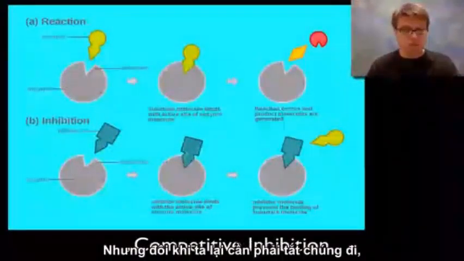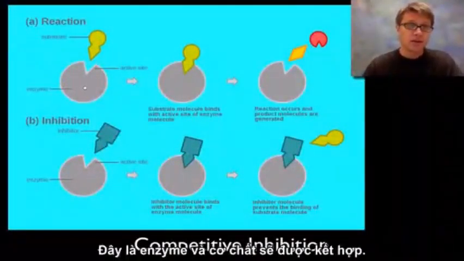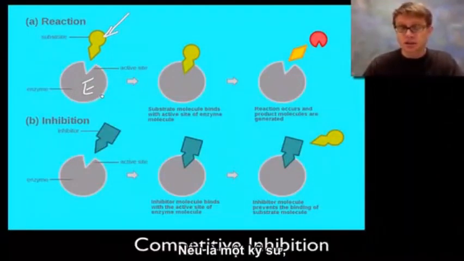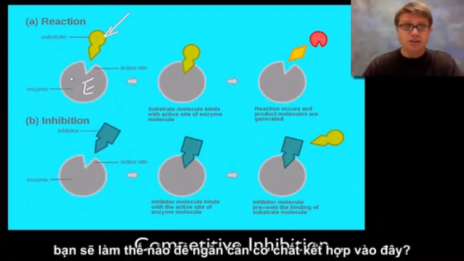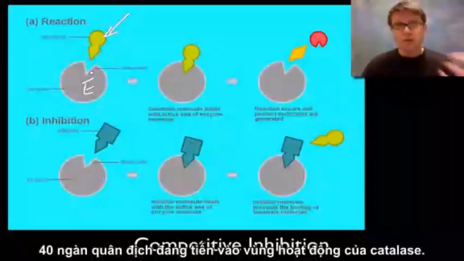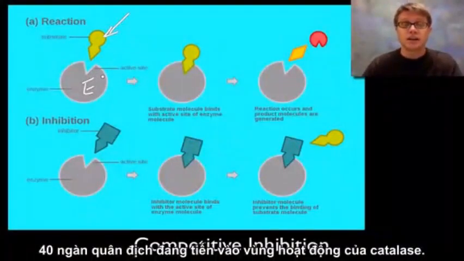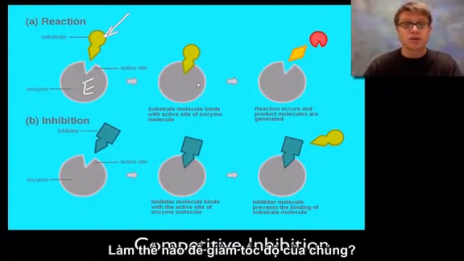But sometimes we want to turn them off. And so let me get you situated. We've got our enzyme here. We've got our substrate that's going to fit here. So if you think about it as an engineer for a second, how could we stop that substrate? Again, 40 million of them coming through the active site in Catalase. How do we slow it down?